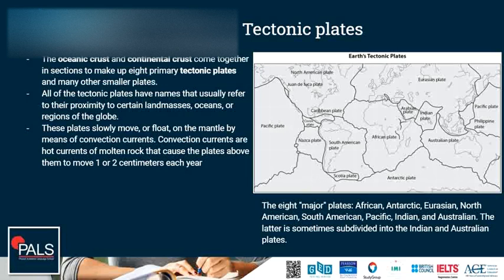Convection currents are hot currents of molten rock that cause the plates above them to move 1 or 2 centimeters each year. You can watch the class or the presentation on heat transfer to find out more about convection currents. The 8 major plates are the African plate, the Antarctic plate, the Eurasian plate, the North American and South American plate, Pacific, Indian, and Australian plate.